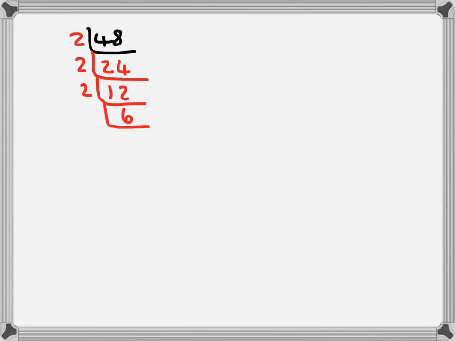Can 2 go into 6? Yes, it can. So we put a 2 there again. It can go into 6 3 times. Can 2 go into 3? No. So what's our next prime number up from 2? It would be 3. So we're going to, 3 can go into 3 once.